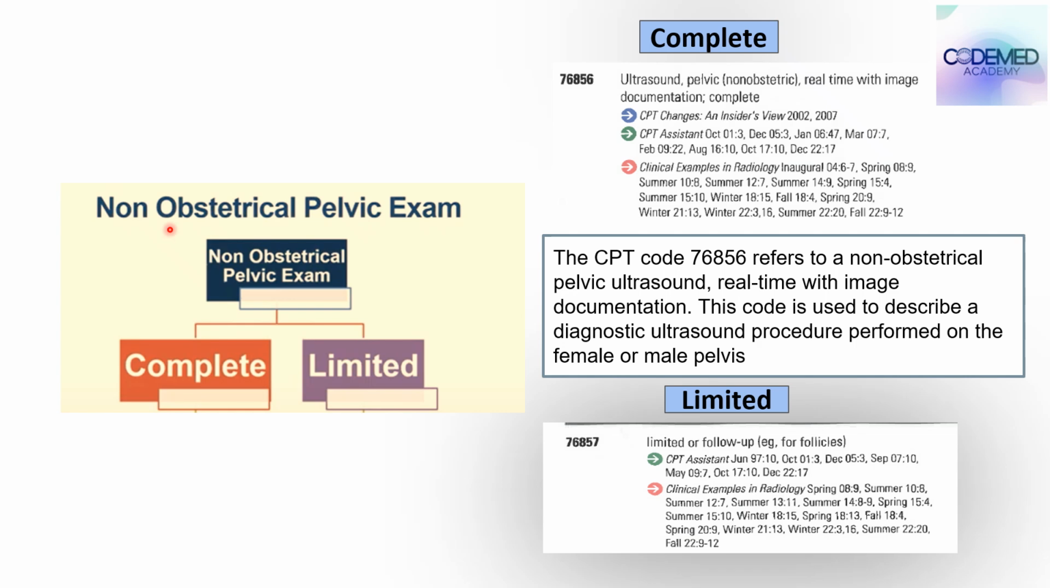Now, first, let us look at the non-obstetrical pelvic exam. It also has complete and limited. The complete code is 76856, ultrasound pelvic. In the bracket, it is written non-obstetrical, real time with image documentation, and the word is complete. Remember, this code is very important because this same code I can use for the male or female pelvis. But if it is a female, it has to be non-obstetrical.